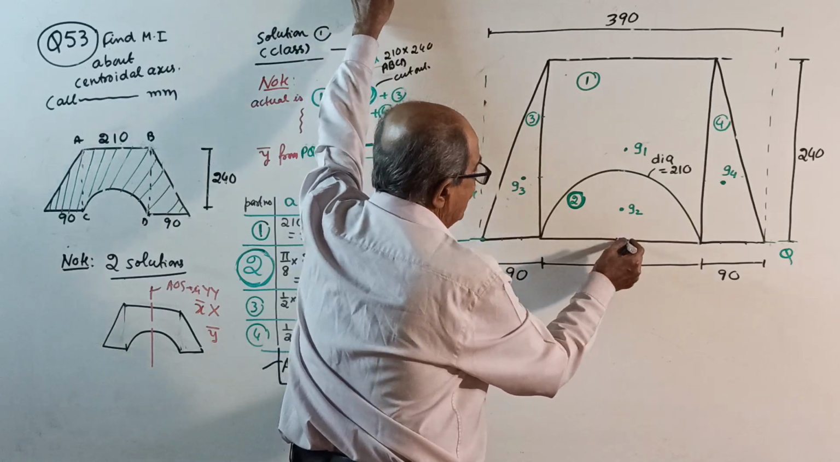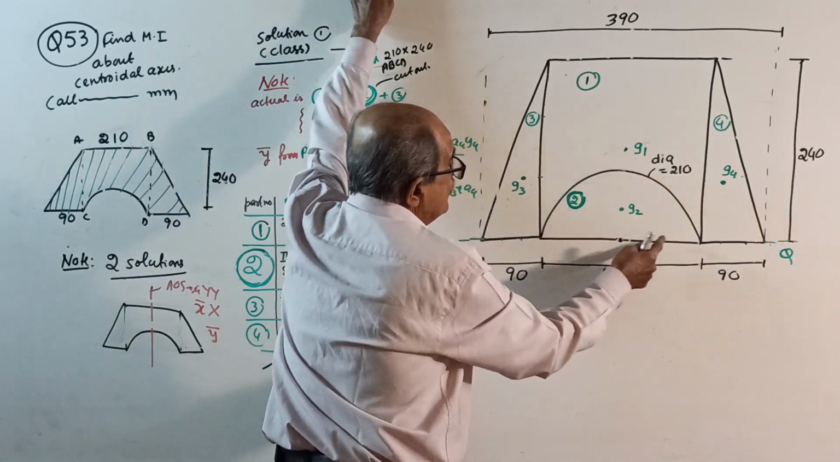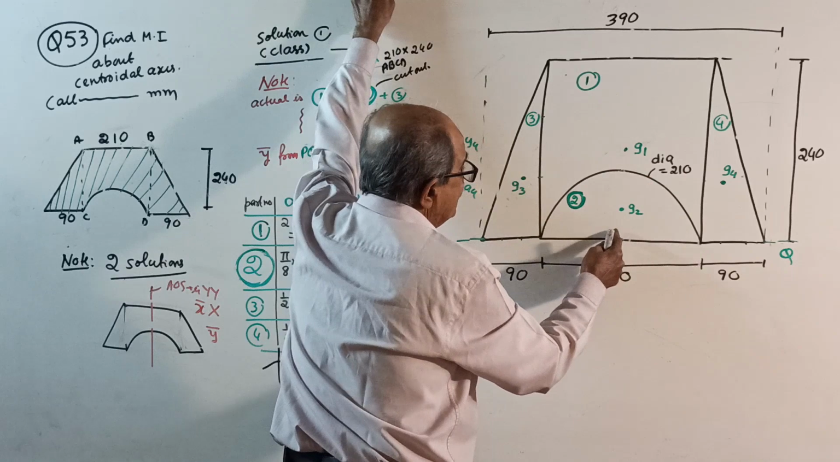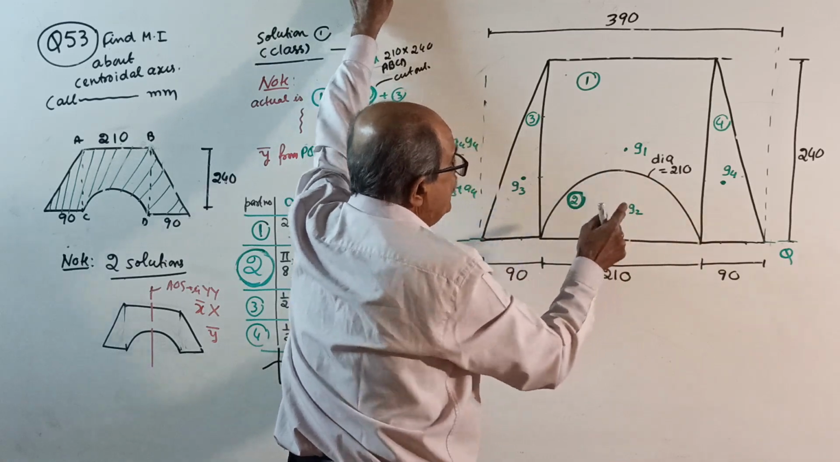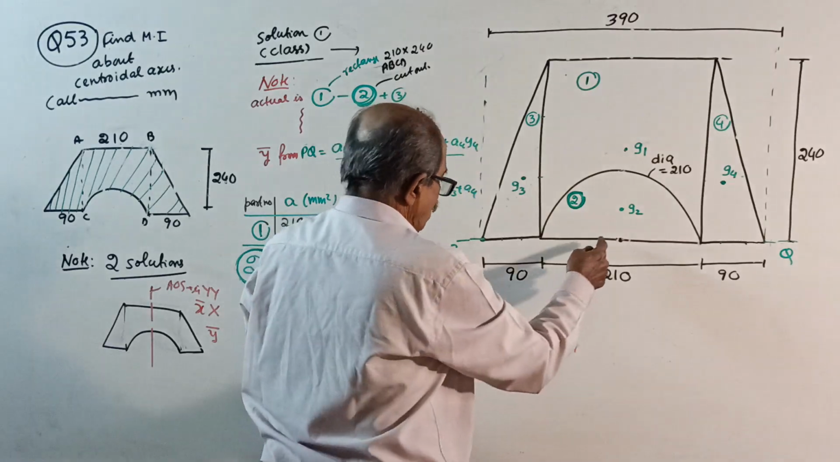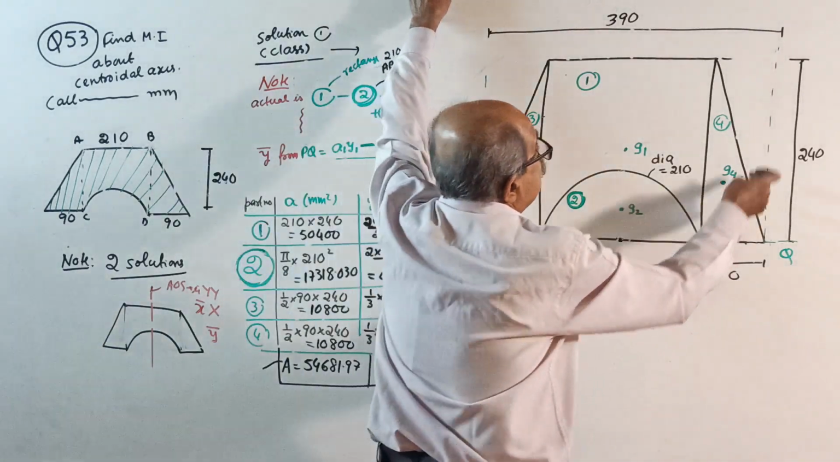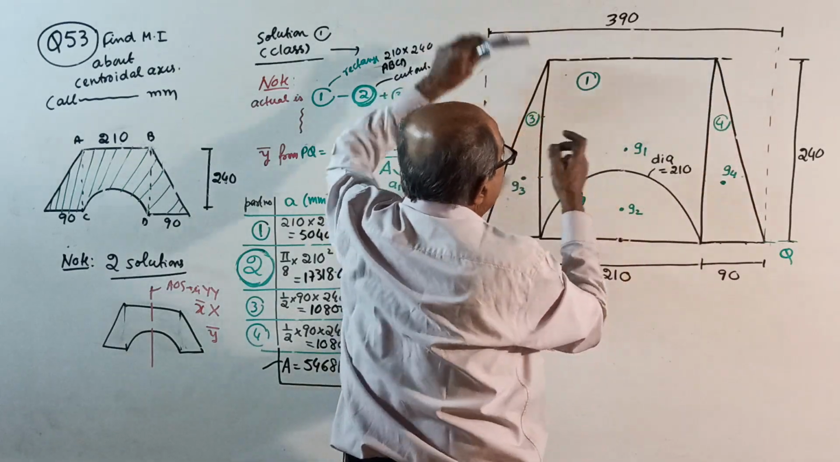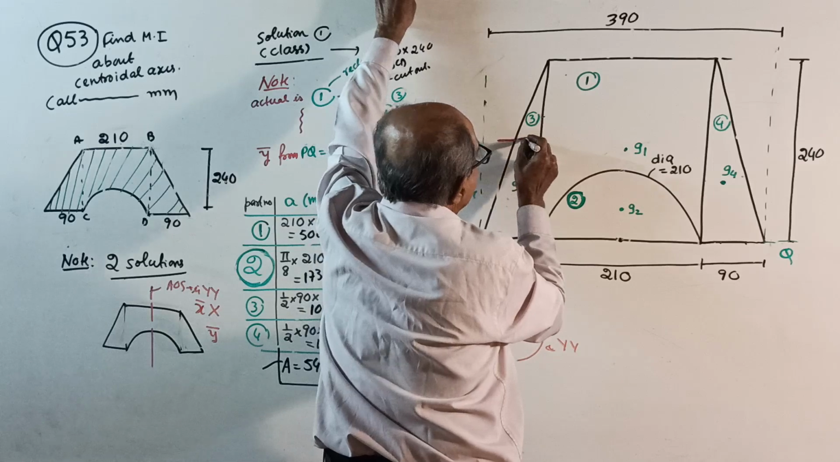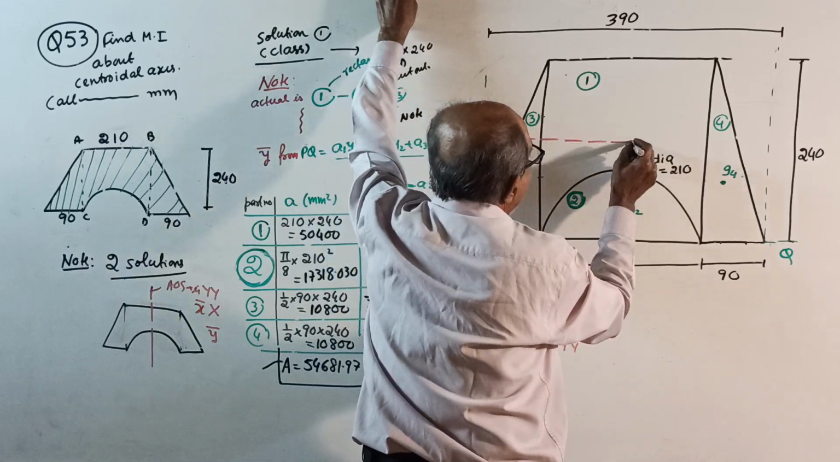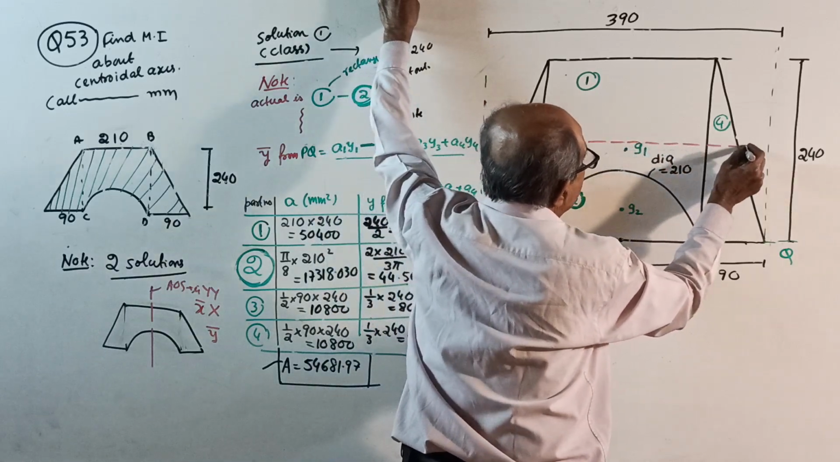128.091. See, from here up to here is diameter 210, means radius 105. So it is slightly above 105. Oh, sorry, 128. So this is 240, so half is 120. So it is above. See, it is here, a little above. Okay, now done. I thought it may come in between.